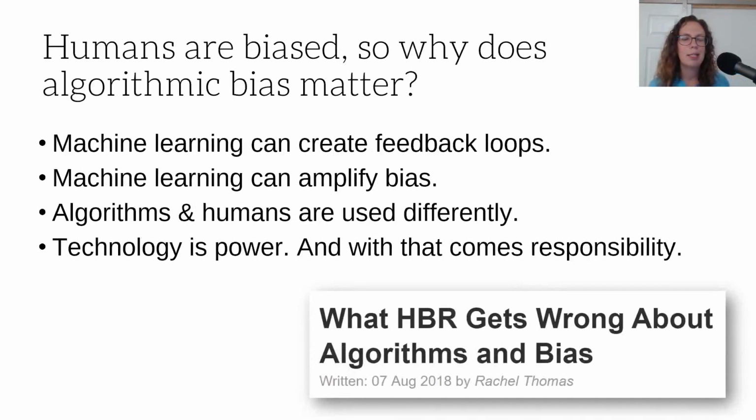So, in summary, humans are biased. Why are we making a fuss about algorithmic bias? One, as we saw earlier, machine learning can create feedback loops. It's not just observing what's happening in the world, it's also determining outcomes, and determining what future data is. Machine learning can amplify bias.